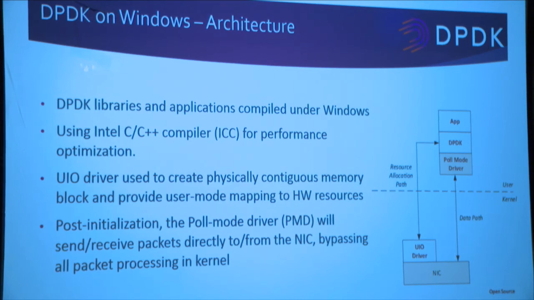The UIO driver is in the Windows kernel, and in Windows, you can only allocate physically contiguous memory in the kernel. So that's one of the tasks we had to give to the UIO driver. You can't allocate physically contiguous memory from a user space application. And DPDK, all of the code is based on physically contiguous memory. And like I mentioned earlier, post initialization, the poll mode driver directly sends and receives packets from the NIC.